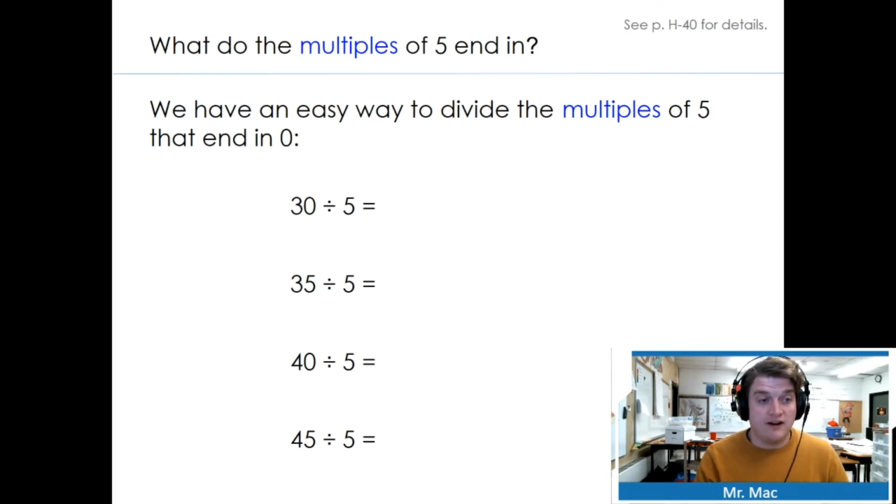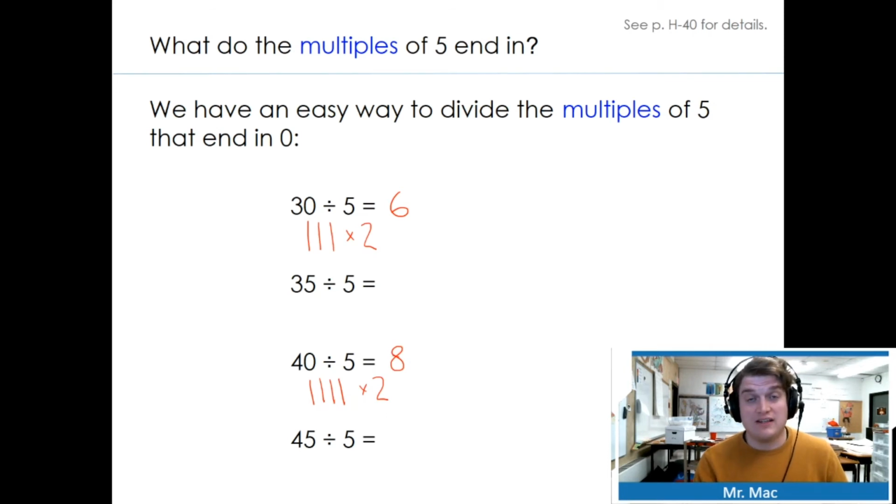30 divided by 5. If you remember our easy way, you take the tens, which is 3 tens, and times it by 2, giving us 6. 40 divided by 5 is 4 tens, times 2 is 8.